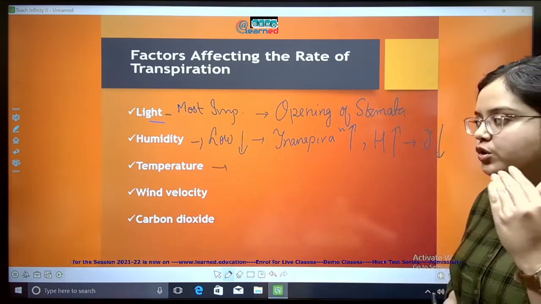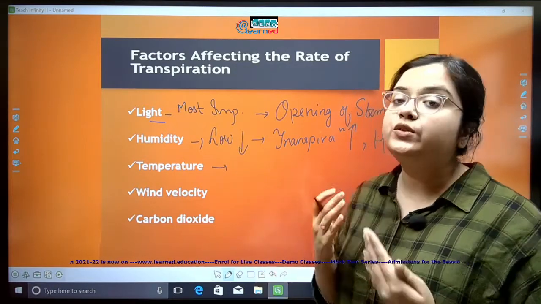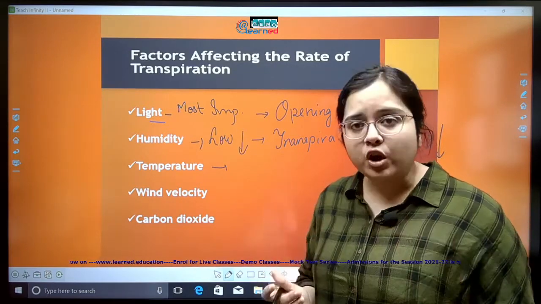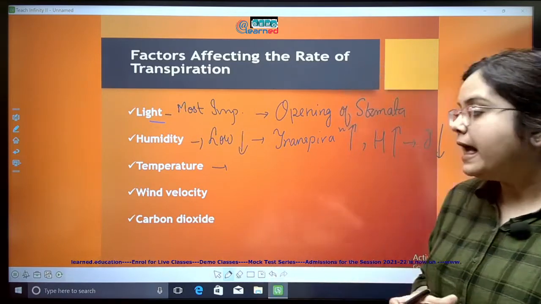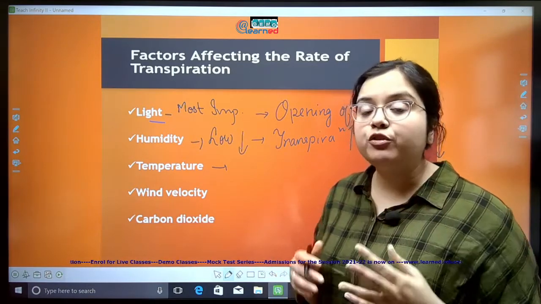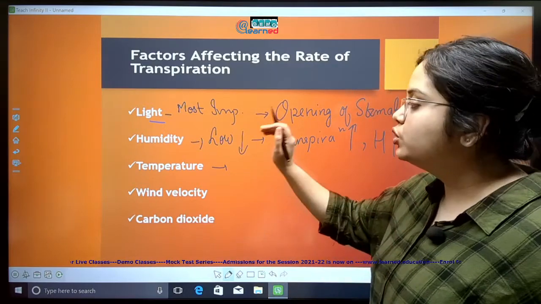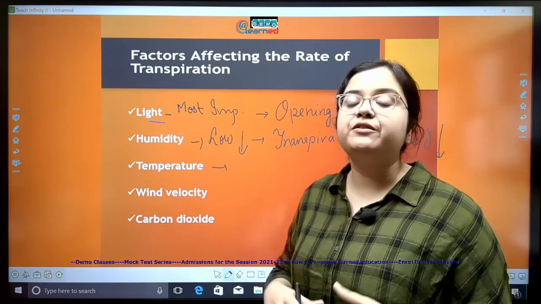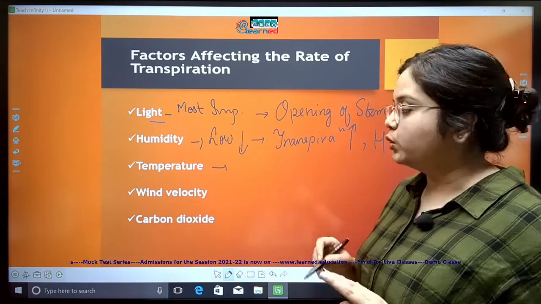Then comes temperature. You can understand yourself, children, that temperature will definitely increase the rate of transpiration. If the surrounding atmosphere is hot, then it will be easy for the water vapor to come out of the stomatal pore. But this also has to be kept in mind: very high or very low temperature will cause the stomatal pores to close. So, though high temperature will aid in transpiration, very high and very low temperature will close the stomatal pore.